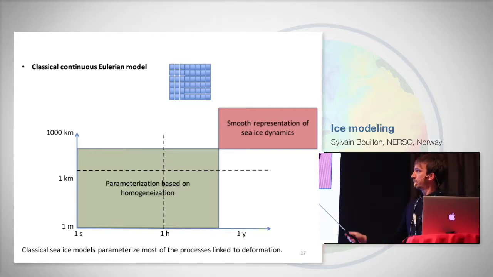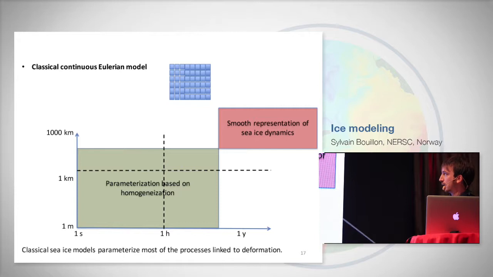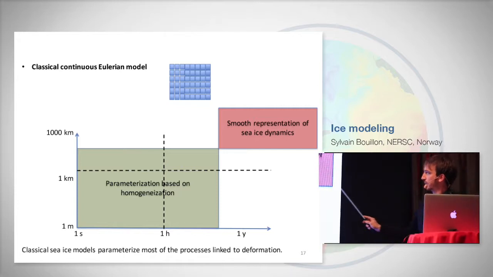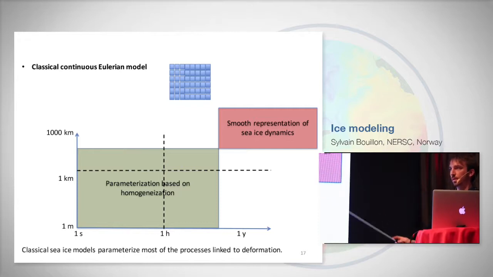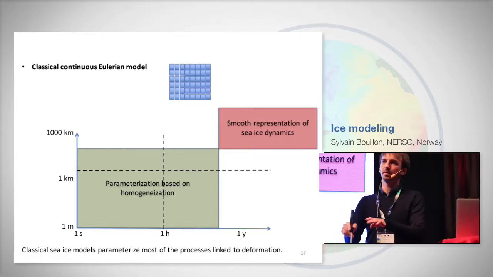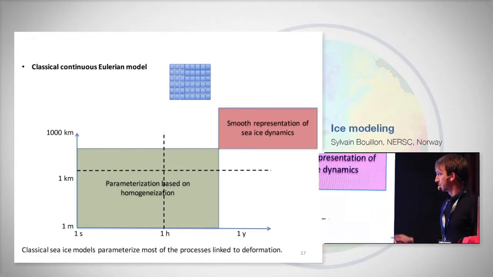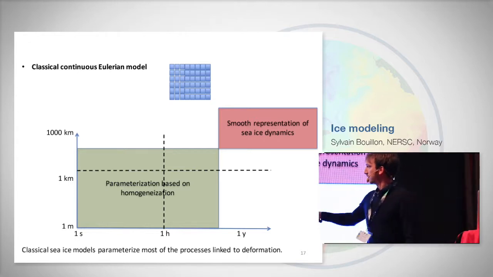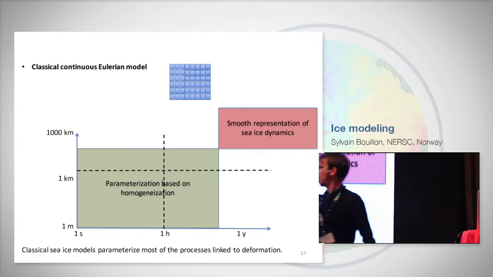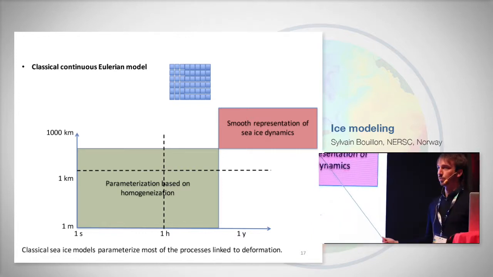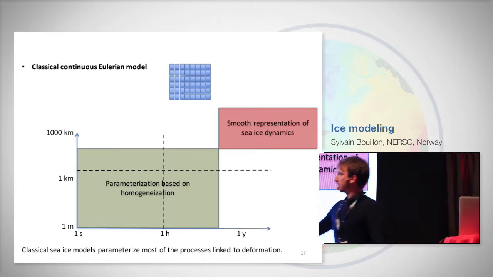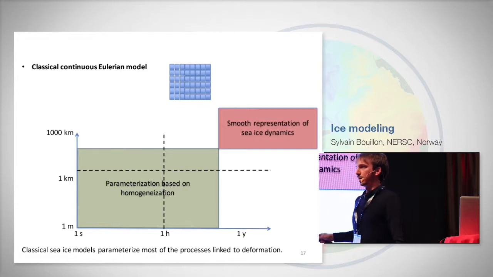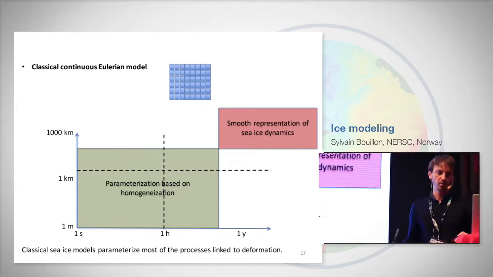And the problem with these models is that they have a very smooth representation of the sea ice dynamics. So basically, you don't see any discontinuities. Even if you run them at very high resolution, like 10 kilometers, you will still get smooth velocity fields. And all the effect of the deformation is largely parameterized.